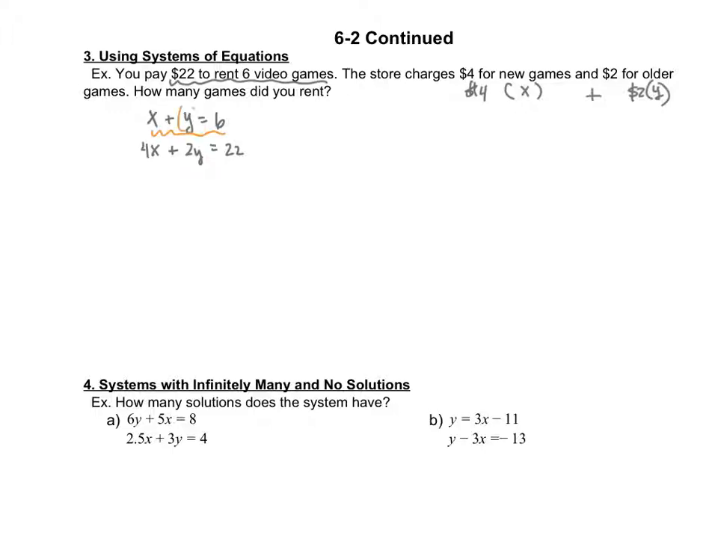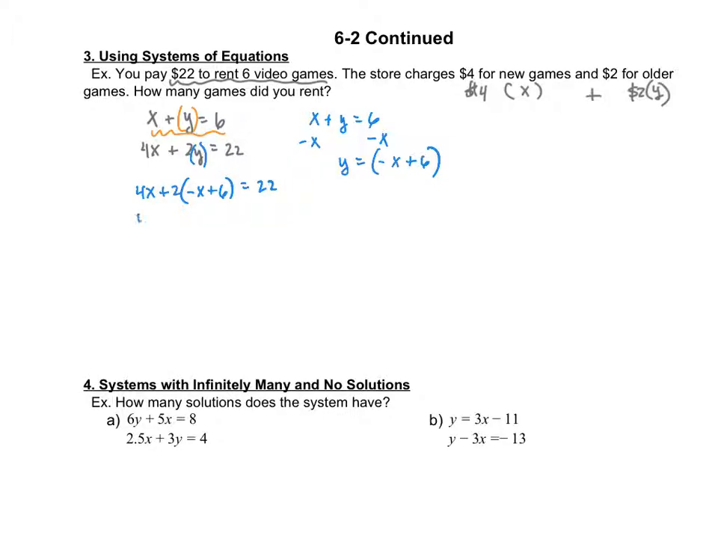I'm going to isolate for y, just because I don't think we've started an equation that way and there was no reason not to. So I have x plus y is equal to 6. I'm going to move x over to the other side, so y is going to be equal to negative x plus 6. Now I can substitute in. I have a value of y, so I'm going to have 4x plus 2 times (negative x plus 6) equals 22.